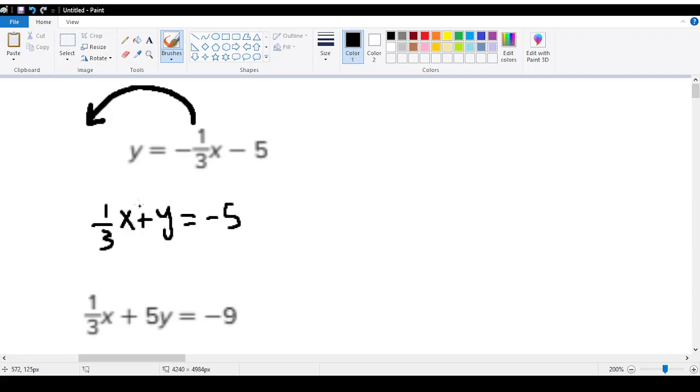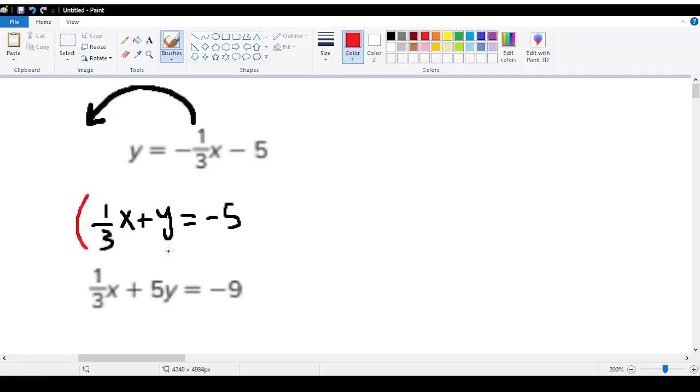Okay. Now the other equation is the same: 1/3x plus 5y equals -9. So if you look at these two equations, do one of the variables have the same coefficients? Yes, 1/3 and 1/3, but both are positive, so we need to multiply by -1. That's correct. So you will multiply either the first or the second with -1.